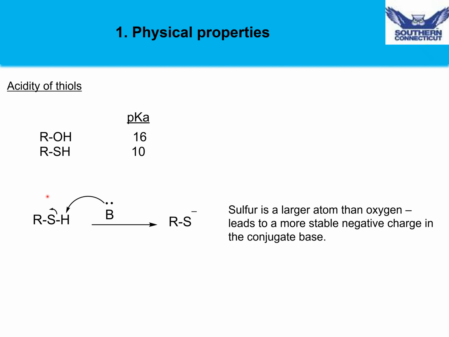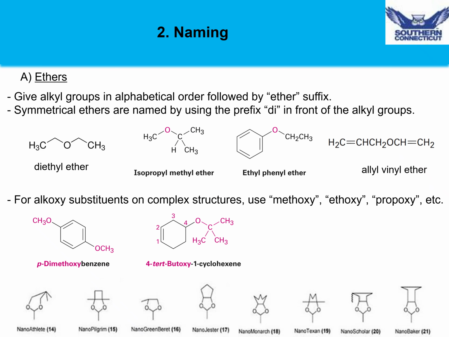Ethers and sulfides are not generally considered acids since they do not have an acidic proton on the heteroatom.